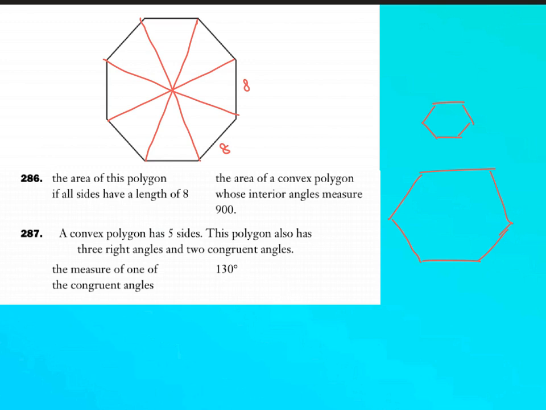So in this case, we do not know what the lengths are. Right? So there is no way I can compare the areas. Hence, this again is D.